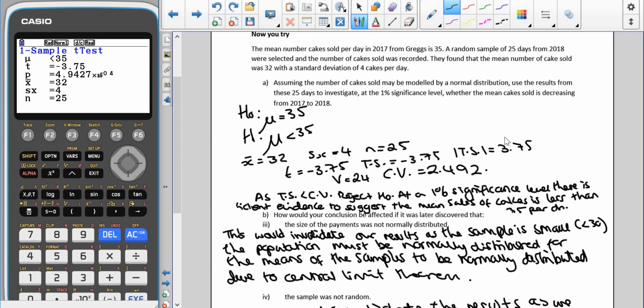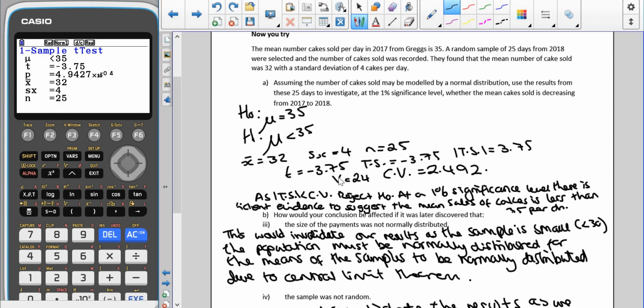That's our test statistic. So the size of our test statistic is 3.75. Our degrees of freedom, remember that's the number of pieces of data minus 1, gives us our degrees of freedom as 24. We're using a 1% significance level and it's a one-tailed test, so we should be looking down from 0.99 and across from 24, which gives us a critical value of 2.492.